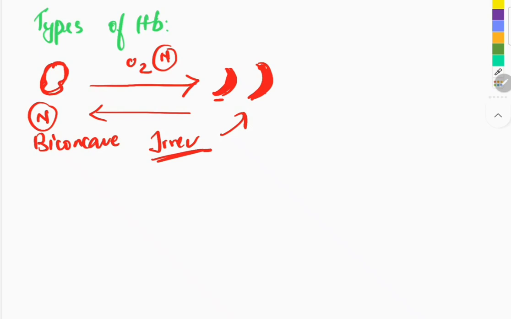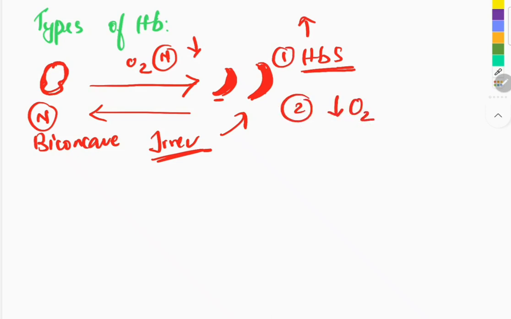Okay? Now tell me, what are the factors affecting sickling? So like what increases sickling? I told you one factor here: when the oxygen decreases in the body, the RBCs in such people will show their true colors, okay? The more amount of HbS, hemoglobin S the patient has, the more will be the sickling. That is one. Second, hypoxia, that is when there is oxygen decrease in the body, again there is going to be more sickle cells formed, okay?